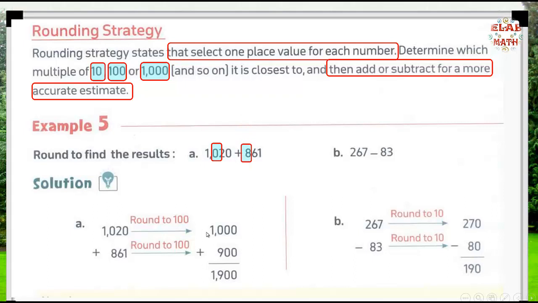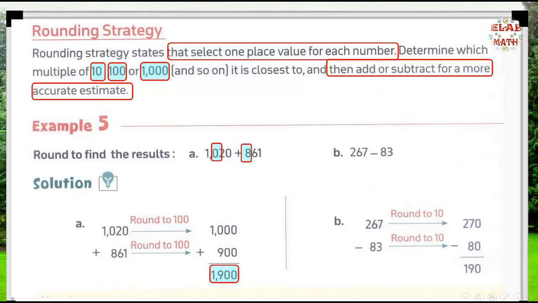If you round the first number to 100, 2 is less than 5, so we leave this number without a change, and we write 1000. In the next number we have 6, which is more than 5, so you should add 1 to 8 to be 9. We have 900 here. Make the addition now: 0 plus 0 is 0, 0 plus 9 is 9, and 1900. If you have a subtraction sentence like this, you can use the rounding strategy.